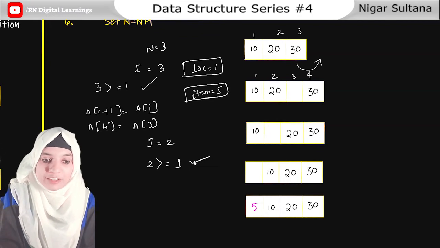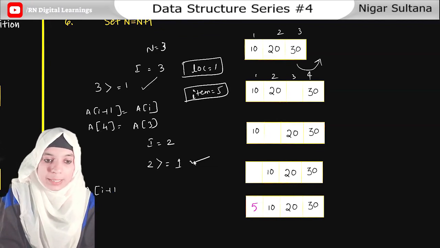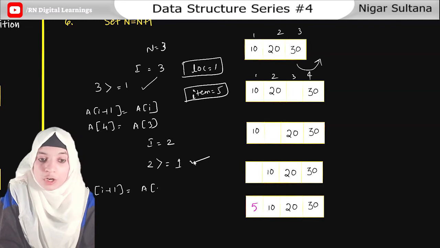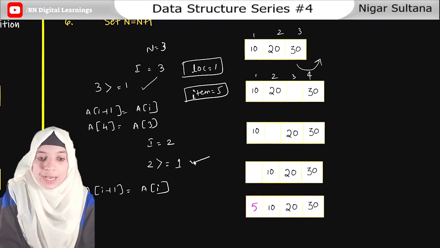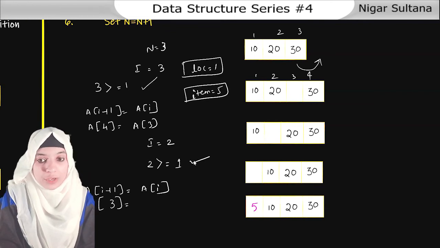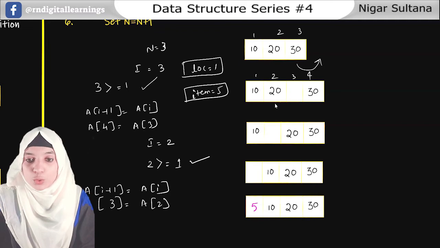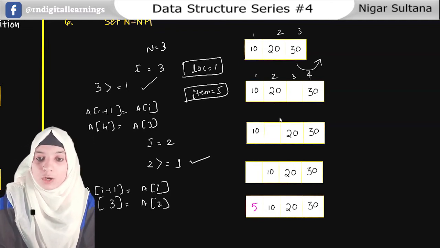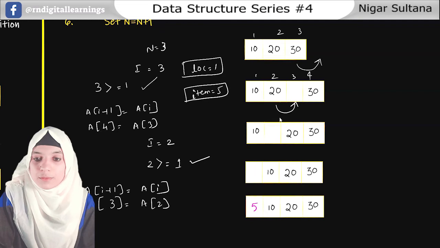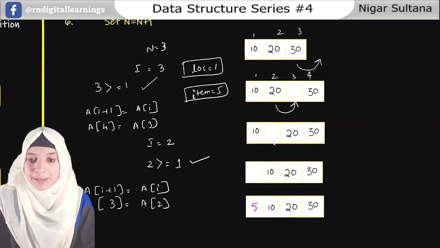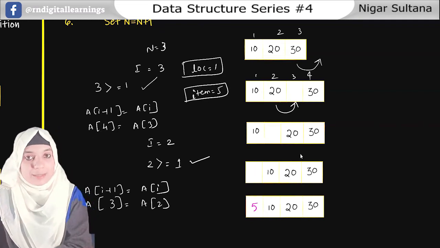I have told you in the while loop, the next step is A of I plus 1 is equals to A of I. So what is A of I? It is 2. What is 2 plus 1? 3. Now at the place of A of 3, I need to place A of 2. What is the A of 2? See, A of 2, I need to shift it to the A of 3. Right. So now see, in the next step, I have placed the 20 in the A of 3.